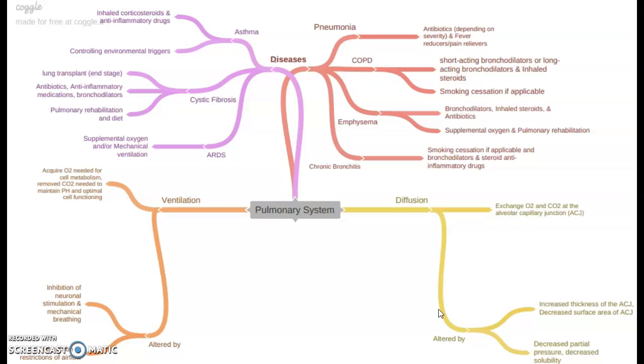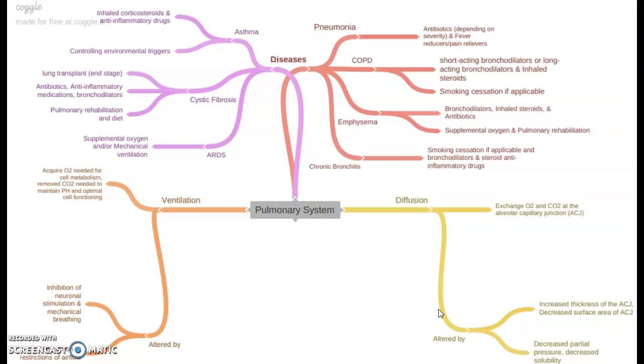In cases of asthma, one of the first courses of action when it comes to medications include inhaled corticosteroids and anti-inflammatory drugs, and of course controlling environmental triggers. In cases of cystic fibrosis, the course of action with medications include antibiotics, anti-inflammatory medications, and bronchodilators. Pulmonary rehabilitation and diet, and lung transplantation at the end stages. For ARDS, supplemental oxygen and mechanical ventilation.